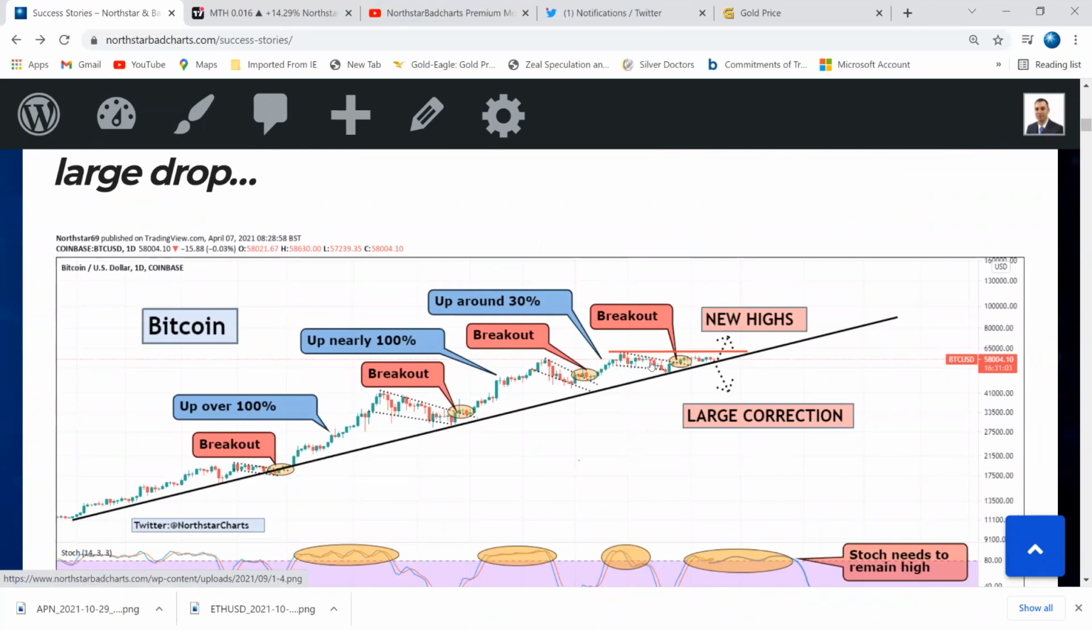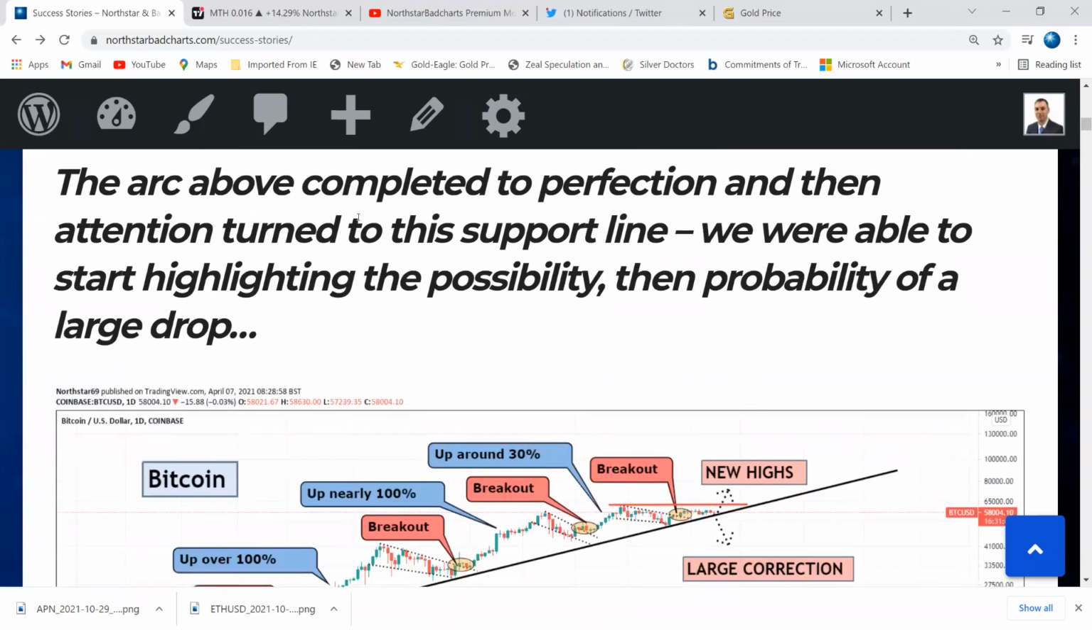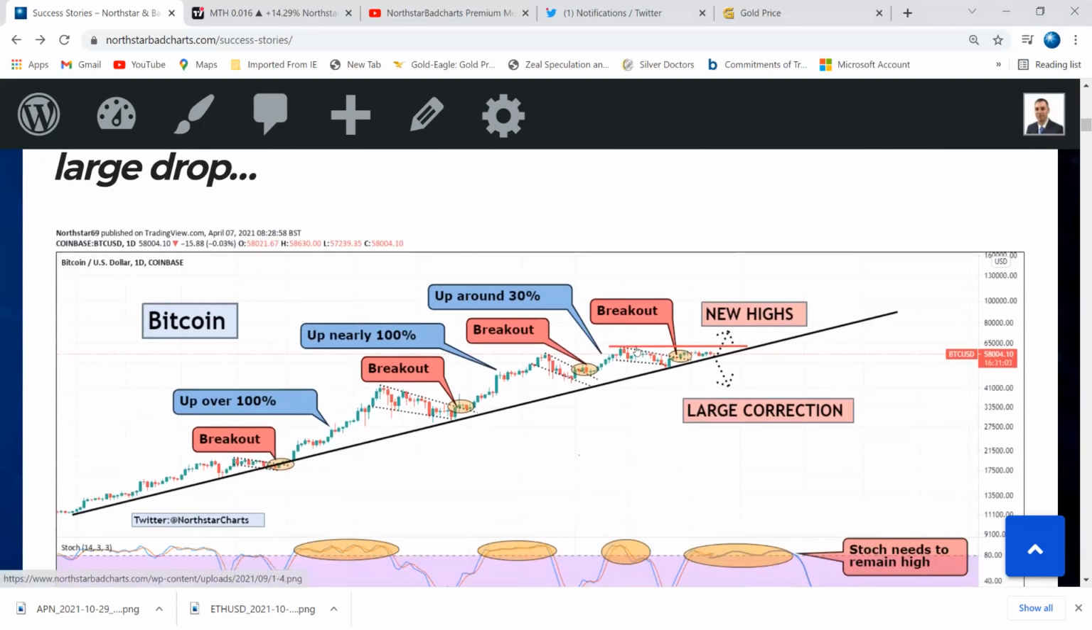You can see another way of viewing it here. We were at around about 58,000 at the time, and looking to make new all-time highs. So the arc above completed to perfection, and then attention turned to this support line here. We were able to start highlighting the possibility and then the probability of a large drop.